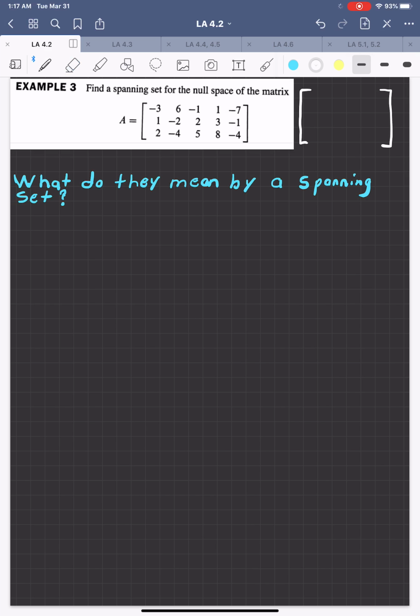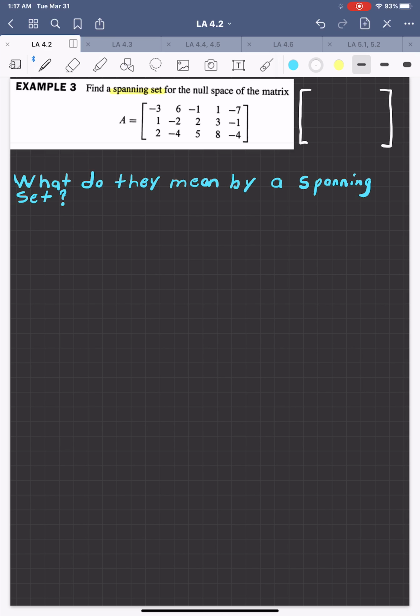So no more of that. Let's continue with one more example of null space. The question asks us to find a spanning set for the null space of the following matrix. The first thing I want to make sure you know is, what do they mean by a spanning set? Because we can't really proceed if we don't know what they mean.